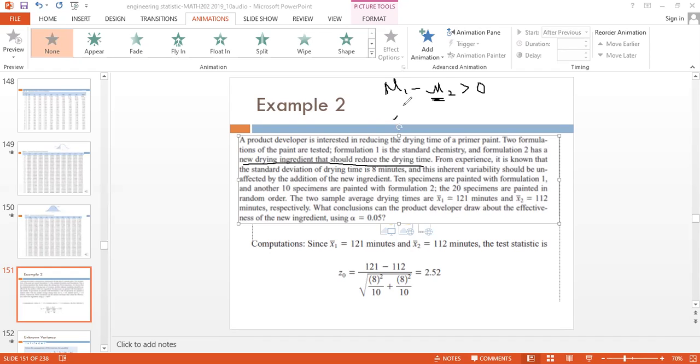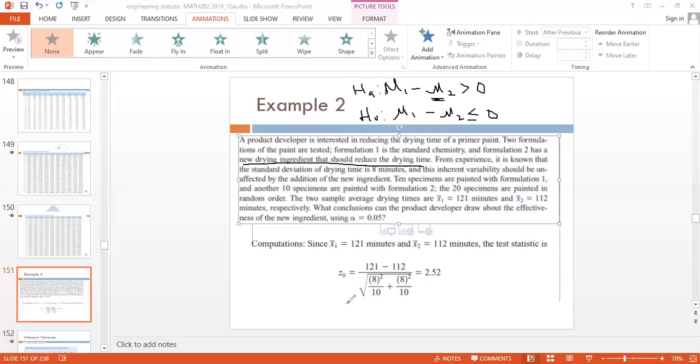And then the contrary statement will be mu1 minus mu2 is less than or equal to 0. Of course, we know that this will be the null hypothesis because it has the equal to, and then this should be our alternate hypothesis, HA, because it is directional. Okay, good. Then the next step is to state your alpha level.